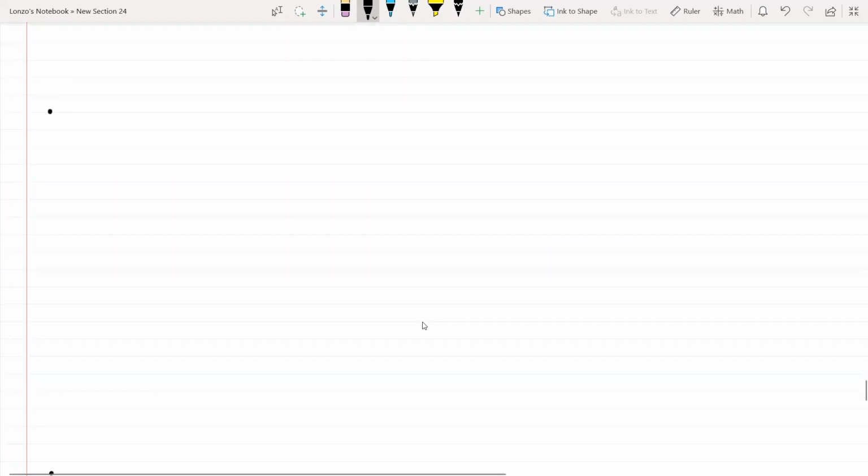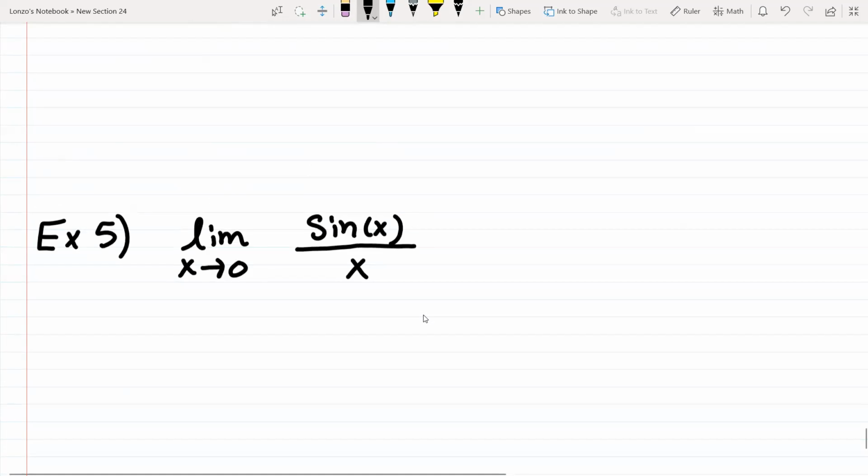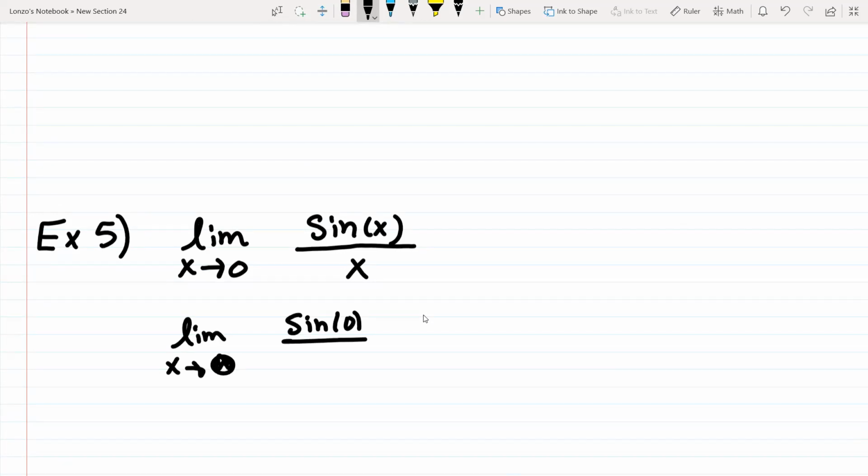Last example. Let's say we had the limit as x approaches 0 of sine of x over x. When you put in 0, you're going to get an indeterminate form. Oops, sorry, this is 0, not infinity. So sine of 0 is 0 over 0. So you have indeterminate form, so we do have to apply L'Hopital's rule.